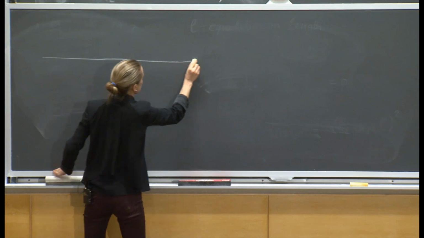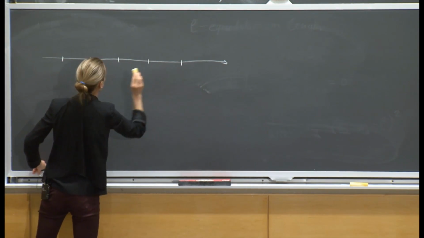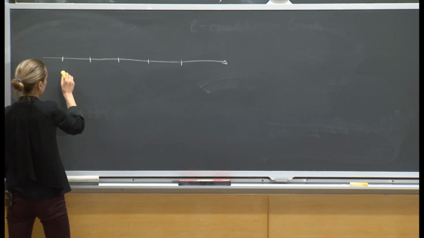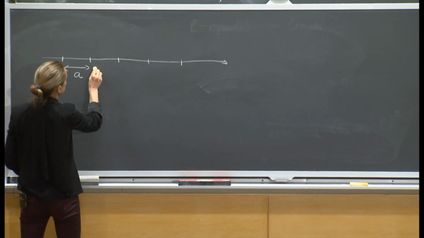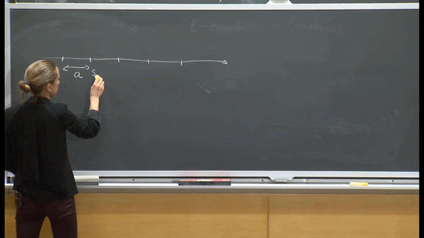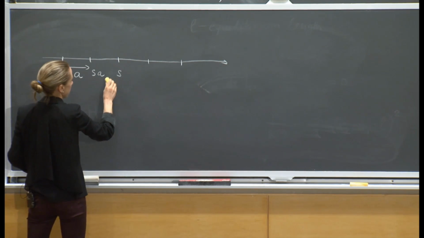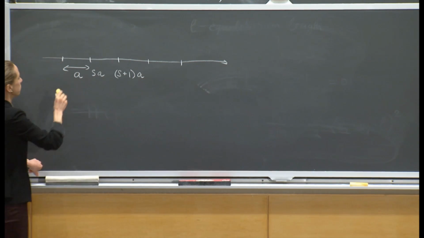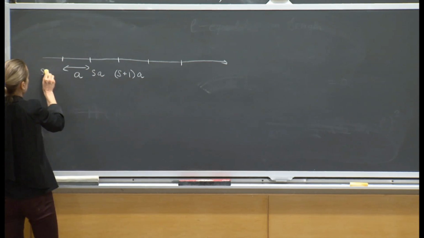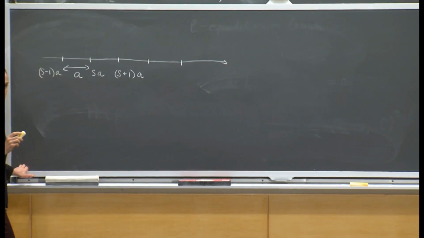In an equilibrium state, the positions of our atoms in a crystal are separated by a lattice constant A, and this is going to be atom number S, so its position is going to be SA. Next atom will be S plus 1, so its position is (S plus 1)A. And the previous one would be S minus 1. So those are equilibrium positions of the atoms in the hypothetical crystal.